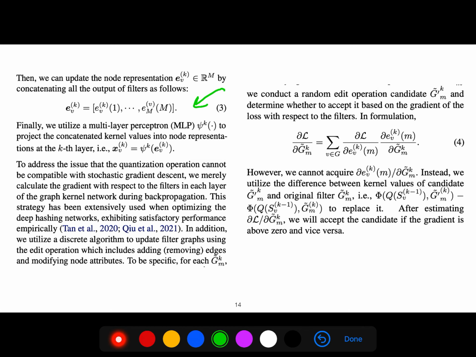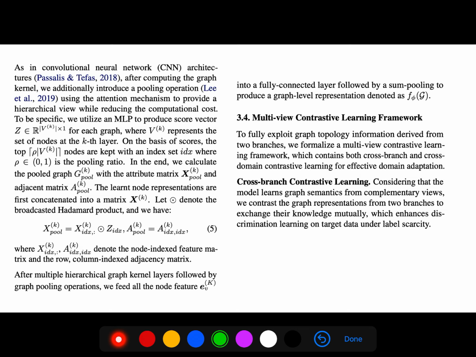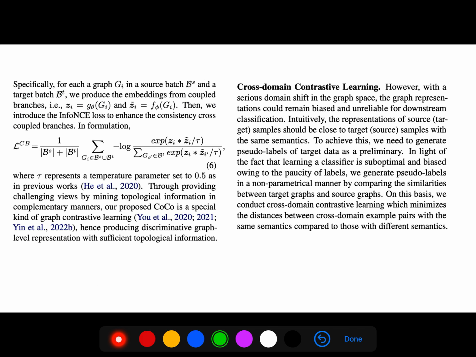To fully exploit graph topology information derived from two branches, we formalize the multi-view contrastive framework, which contains both cross-branch and cross-domain contrastive learning. But what is cross-branch contrastive learning? Considering that the model learns graph semantics from complementary views, we contrast the graph representation from two branches to exchange their knowledge mutually, which enhances discrimination learning on target data under labeled scarcity.